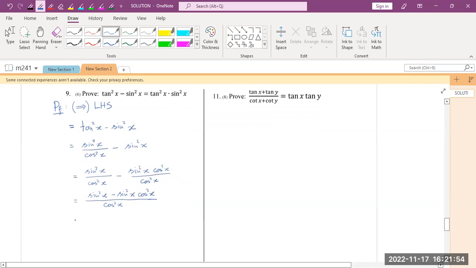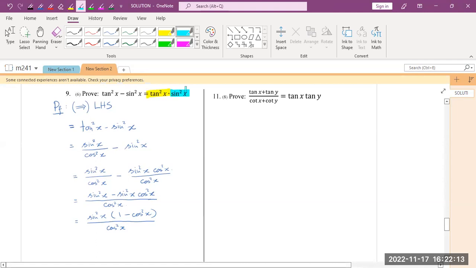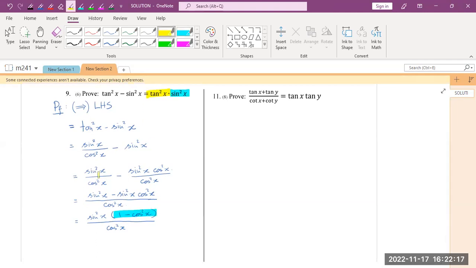Okay, and then, oh, on the numerator, we have sine squared x as a common factor. Oh, you know what? You see that we need tangent squared x and then sine squared x, right? Times sine squared. This is our sine squared x here, and this is our tangent. You see it? You see that? Okay, so we are actually very close already.